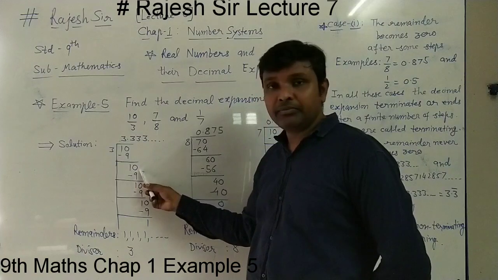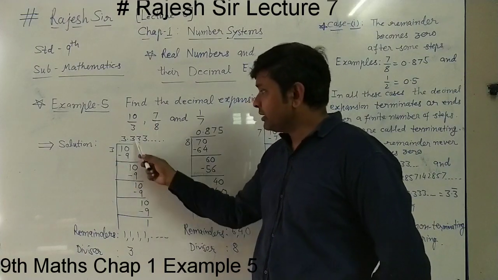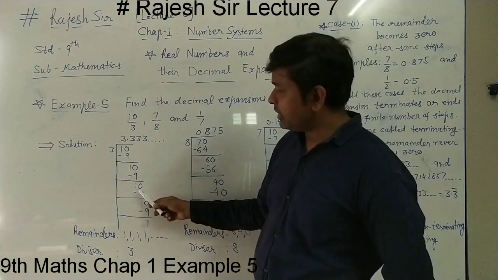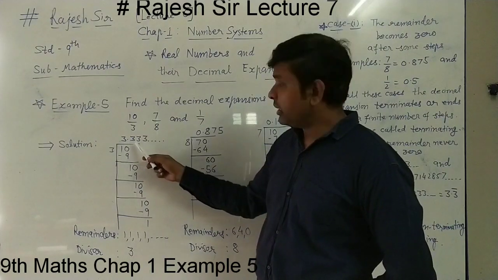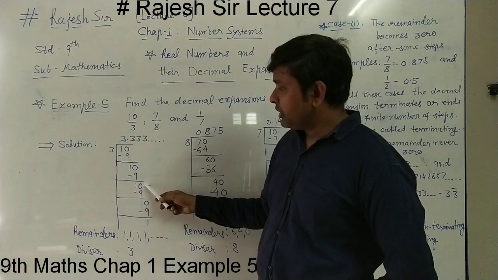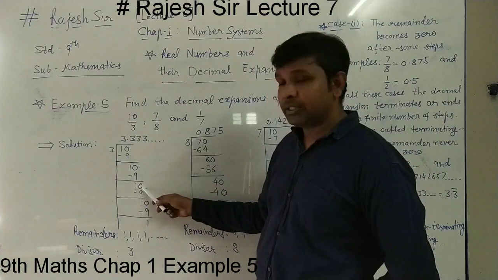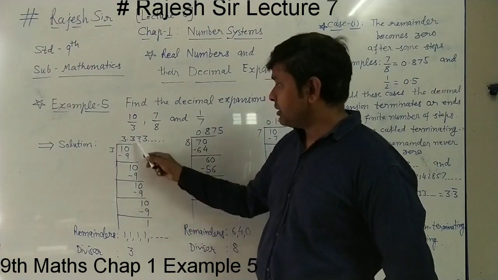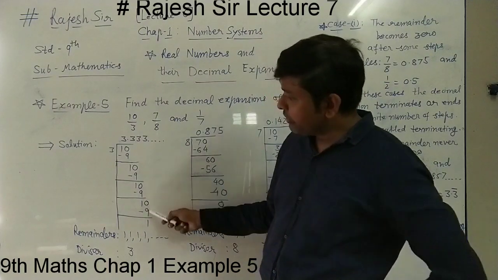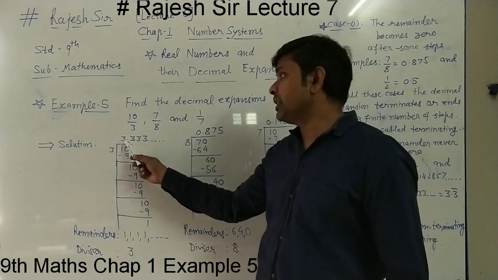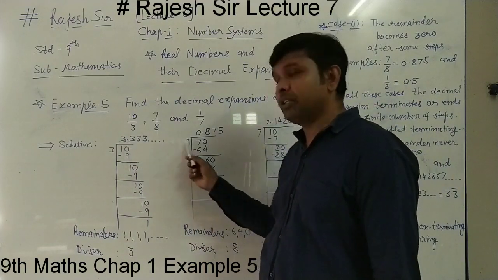It will be 10 again. So again 3 3s are 9, 10 minus 9 is 1. Once the point is there, we can put 0, right? So again this is 10, 3 3s are 9, remaining 1, and so on we will go, and we will get the decimal expansion as 3.3333.